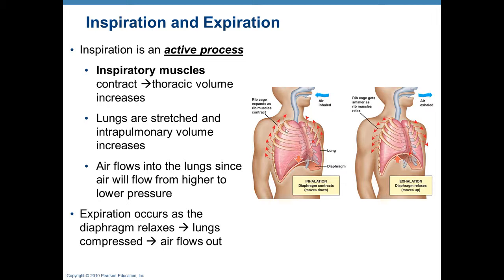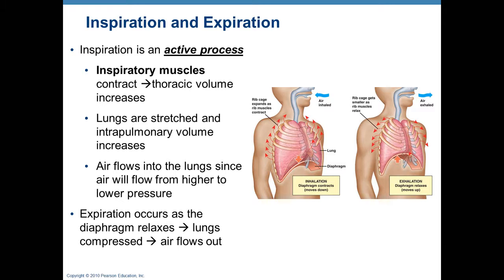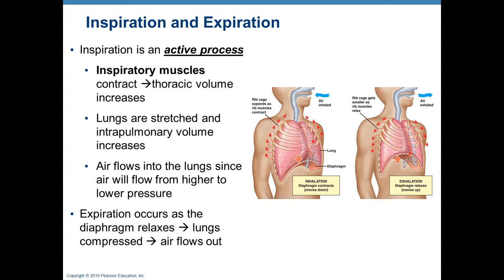You've also got those intercostal muscles, the muscles between your ribs. They contract as well, and they help expand and lengthen your rib cage as well. That also helps increase the size of your thoracic cavity so that you can inhale air. So it's all about the pressure.